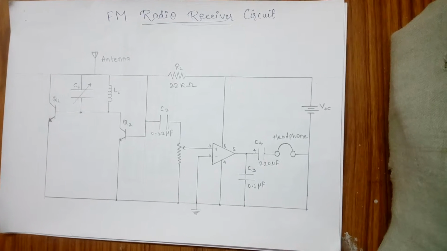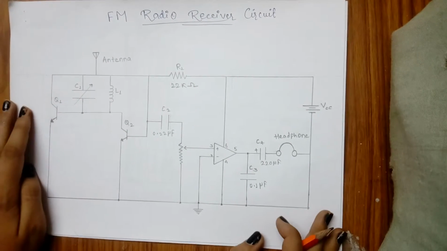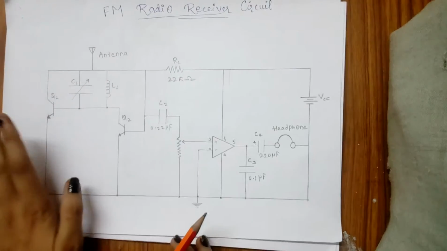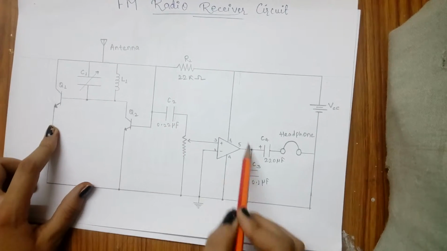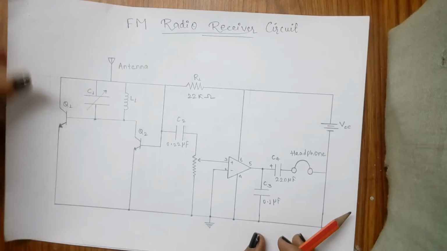Let us understand the FM radio receiver circuit. This is the FM radio receiver circuit. There are three main circuits in this. Circuit number 1, circuit number 2, and this is circuit 3. Let us take these circuits one by one.